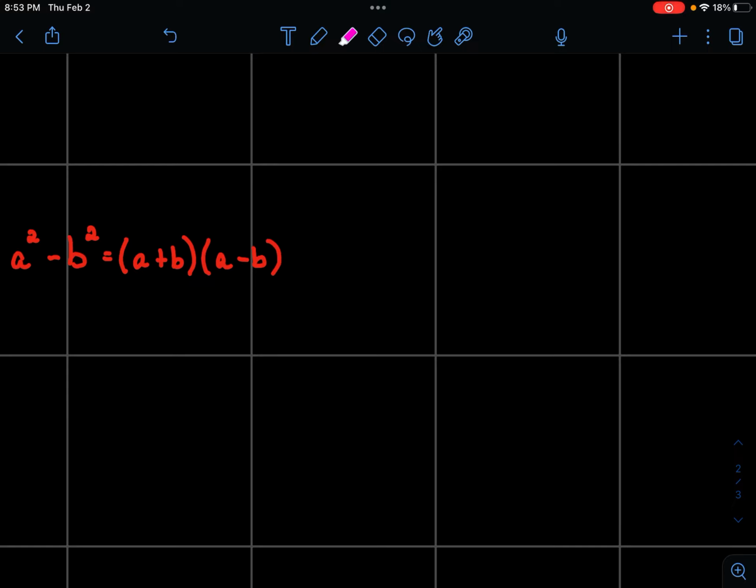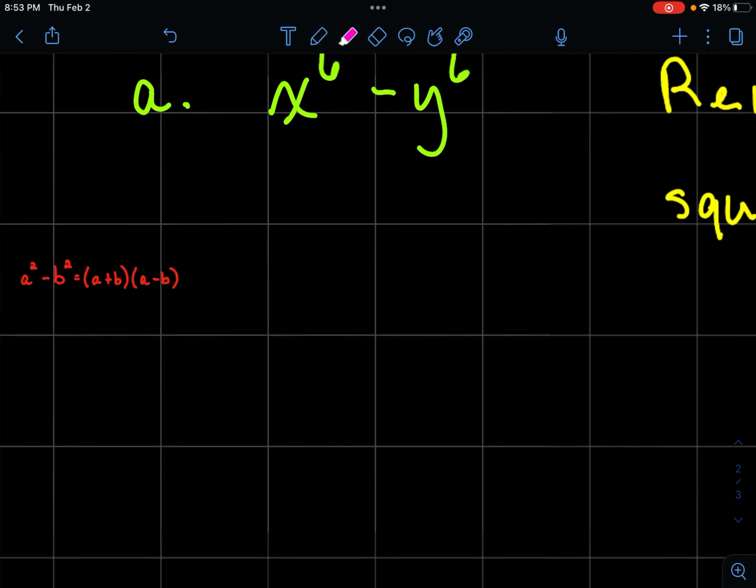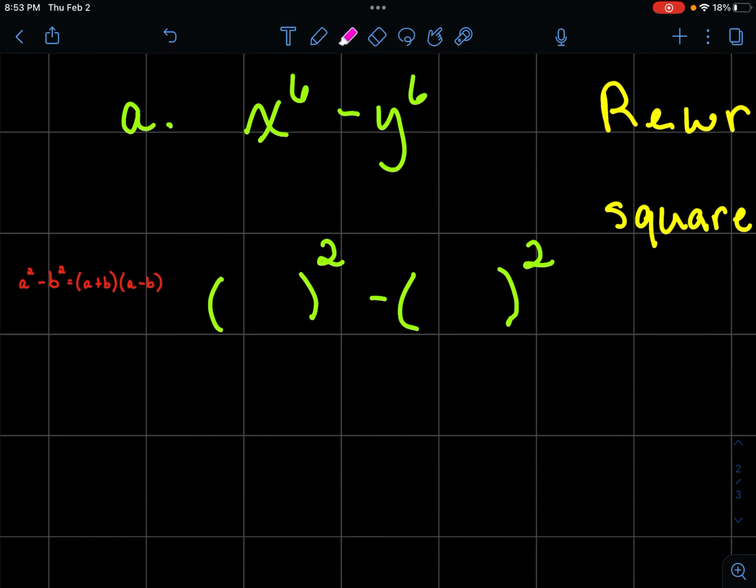Okay, so why do I say that? Well, here's our difference of squares form. We have a squared minus b squared again. It factors in the 2 parentheses of a plus b times a minus b. Let's think of it this way. What if I rewrote the problem as this? Something squared minus something squared, kind of like that a squared minus b squared to the left.